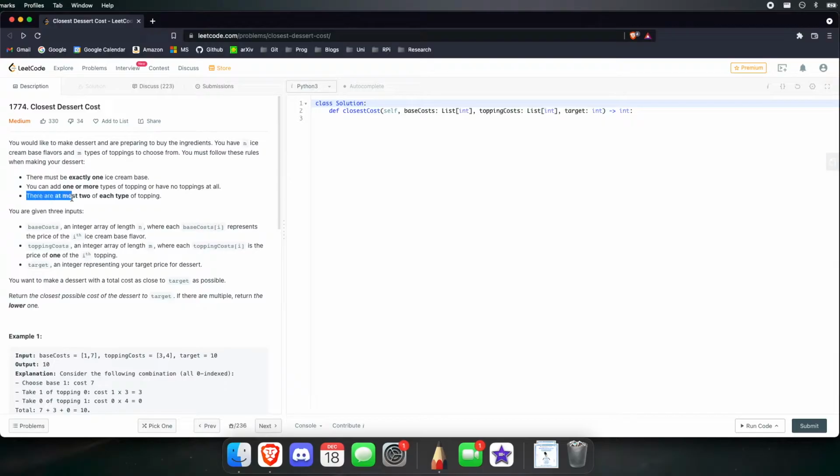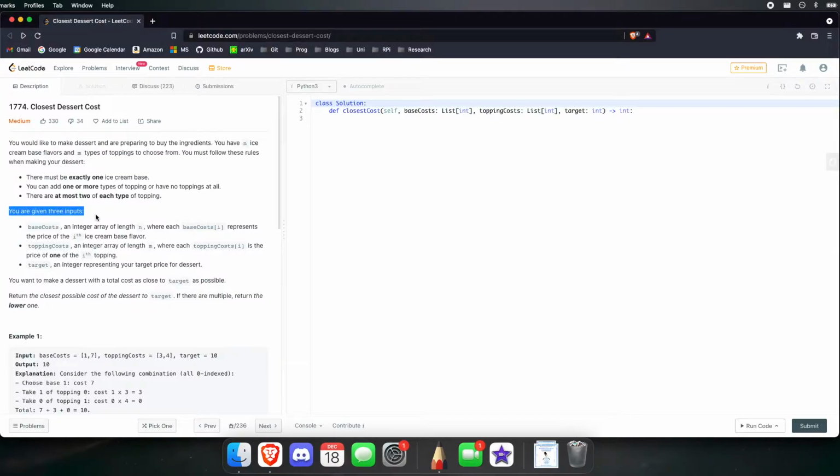There are at most two of each type of toppings. So this is very important for solving this problem. This tells us that for every single topping, we can either choose 0 for that topping, aka not choose that topping at all, choose to have that topping only once, or choose to have that topping twice.